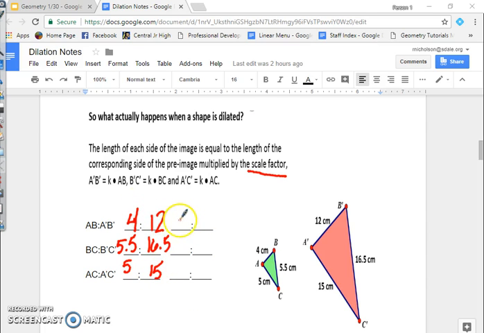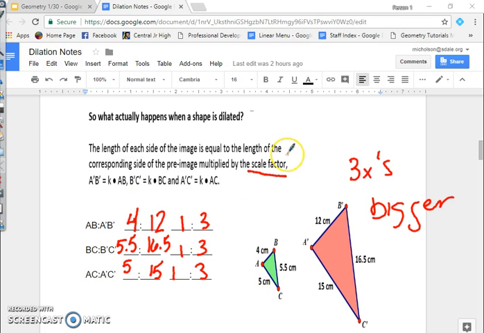So we can rewrite these as 1 to 3, 1 to 3, 1 to 3. So what's your scale factor here? Okay, otherwise known as 3, right? Your scale factor is 3. This triangle over here is 3 times bigger than triangle ABC. Triangle A prime, B prime, C prime is 3 times bigger than triangle ABC. Okay?